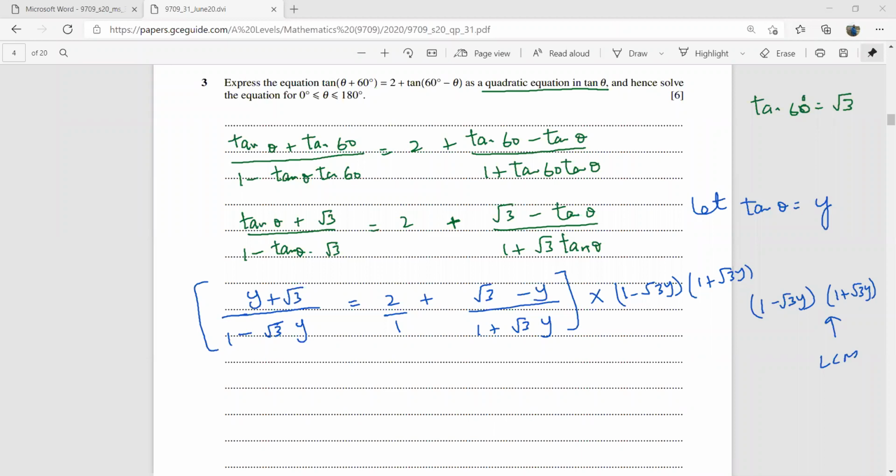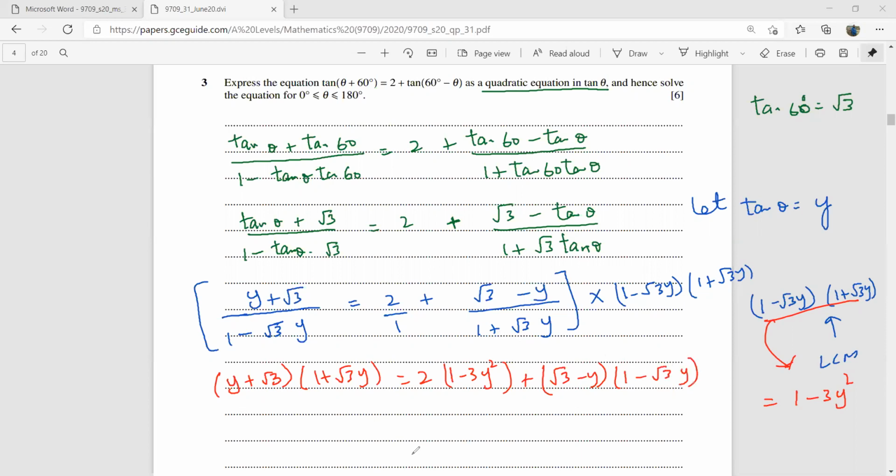Okay, when you do this, bacho, this will be cancelled with 1 minus under root 3y, and you will have y plus under root 3 times 1 plus under root 3y. This 2 will be multiplied with both of them. And you know that when you multiply them, you can have 1 minus 3y square, because this product is going to be equal to 1 minus 3y square. So I'll be writing it as 1 minus 3y square. And then under root 3 minus y into the plus one will be cancelled and the minus one will be left here: 1 minus under root 3y.